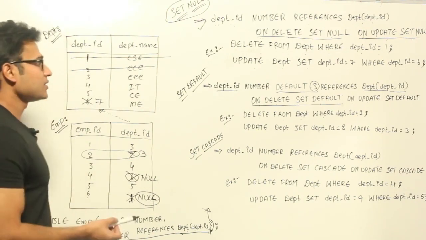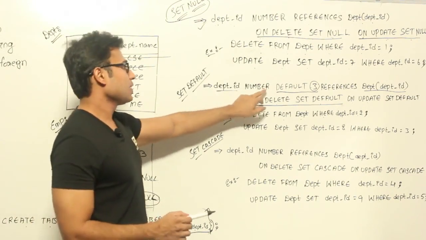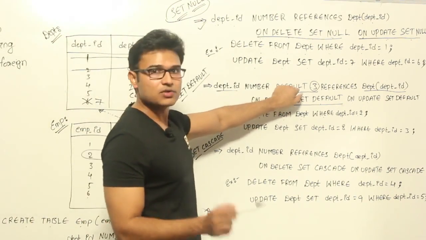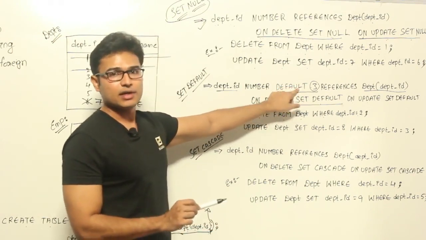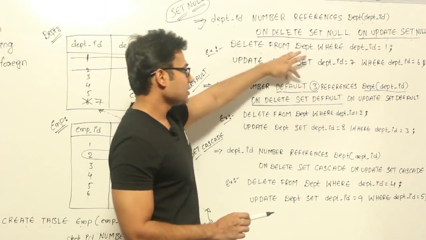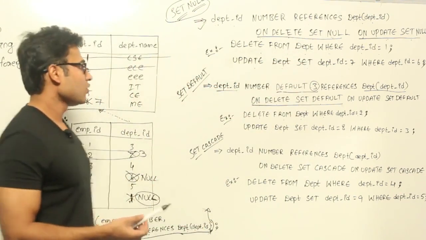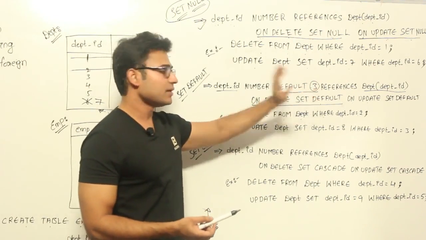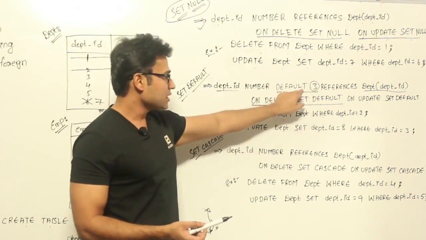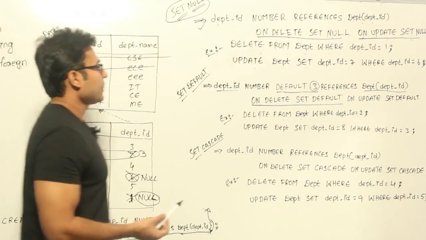Got it? Therefore, it is the responsibility of the software to check that whenever you have given something as default, it should never be deleted, right? In case you want to delete it, just update this first. Just change the default to some other number and then you delete 3. Let us say you want to delete 3. Then what you should do is change it here first and then delete there. Got it?